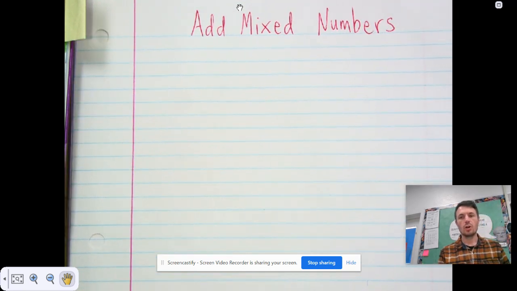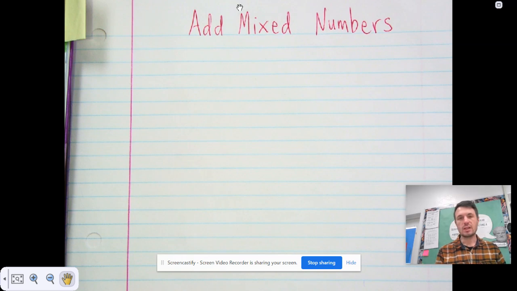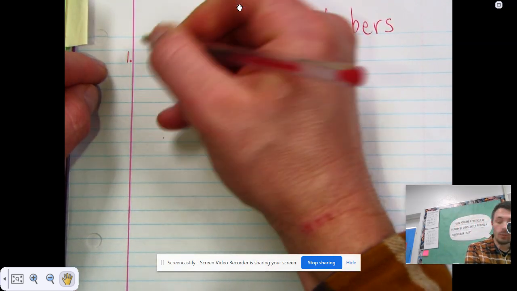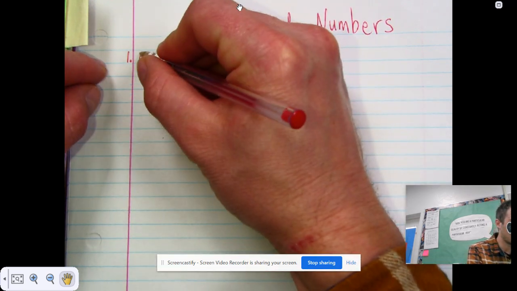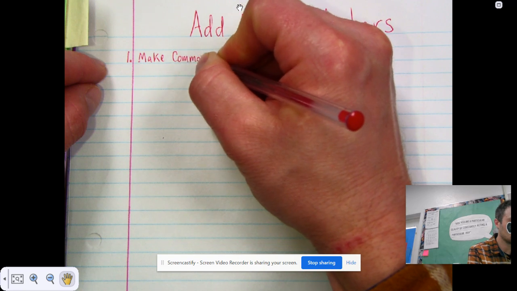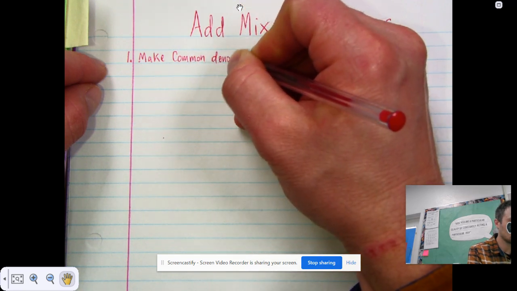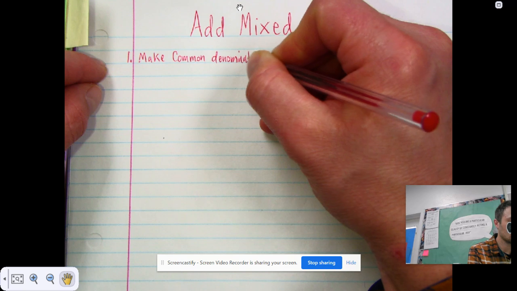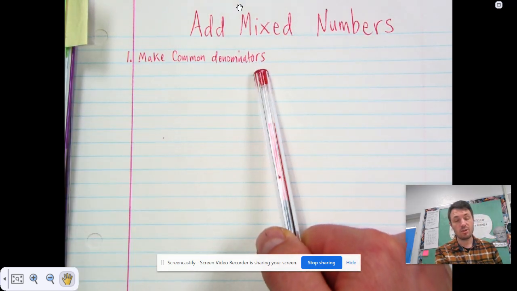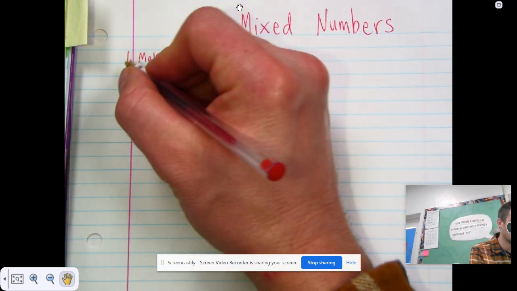All right. So when you add mixed numbers, you just have to follow 4 simple steps. Go ahead and write these steps down with me. The first step is make common denominators. And that's if you need to. Sometimes we can skip that step because we might already have common denominators.